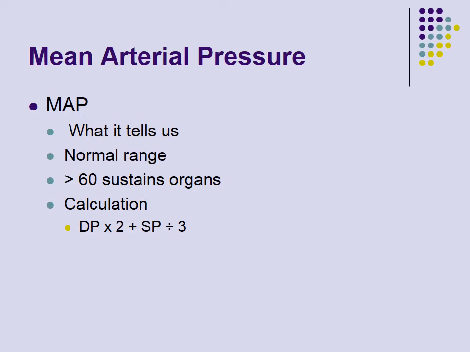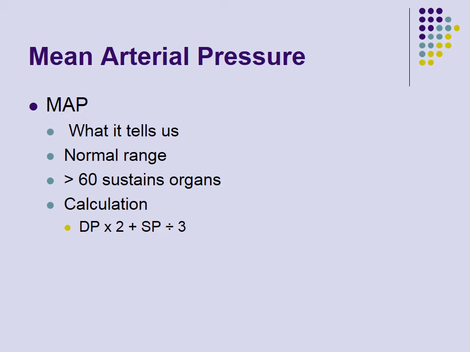And we need at least a MAP, mean arterial pressure, of above 60 to sustain our organs. So how do they determine what a mean arterial pressure is? Well, the reality is we always just hook up our machines and it gives it to us automatically. But if you were doing it the old school way, you would take your diastolic pressure times 2 plus your systolic pressure, and you divide it by 3.